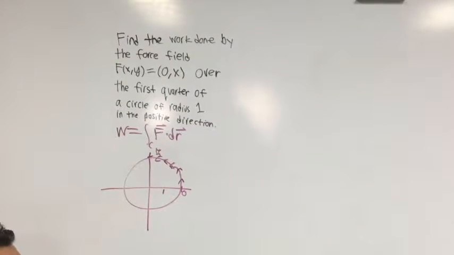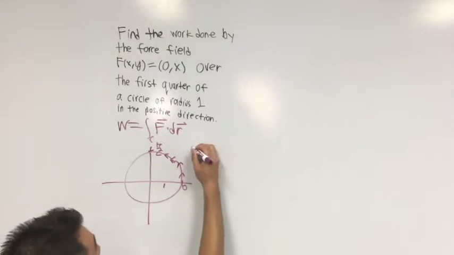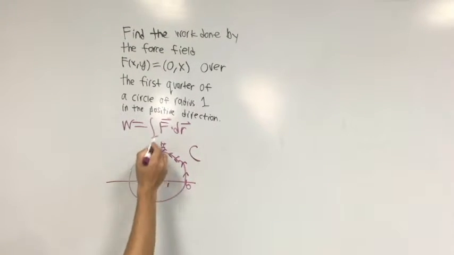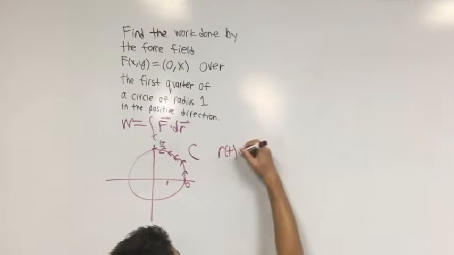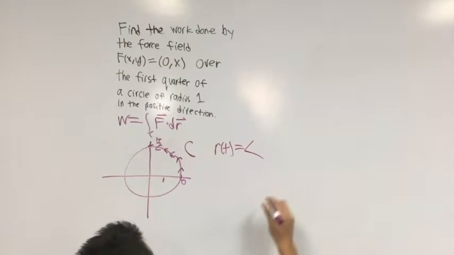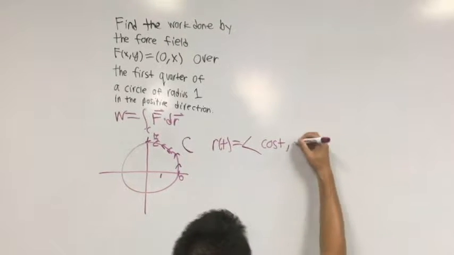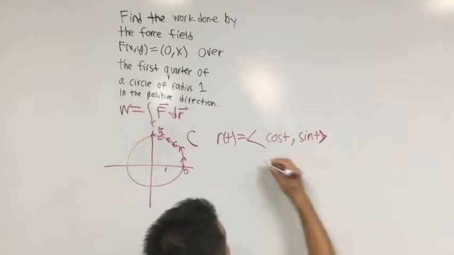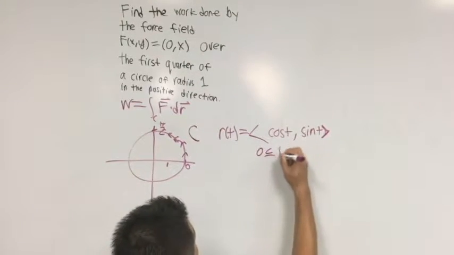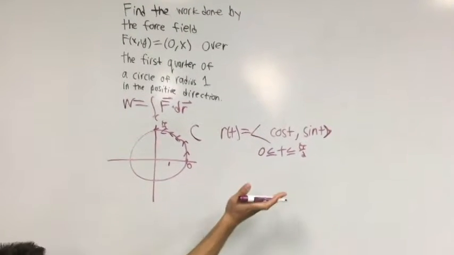Now what we want to do is represent this with the parametric function r of t. By the way, the circle is C. So we're going to write r of t equals, the parameterization of a circle, cosine of t, sine of t. And this is from 0 to pi over 2. So this is our parametric function.